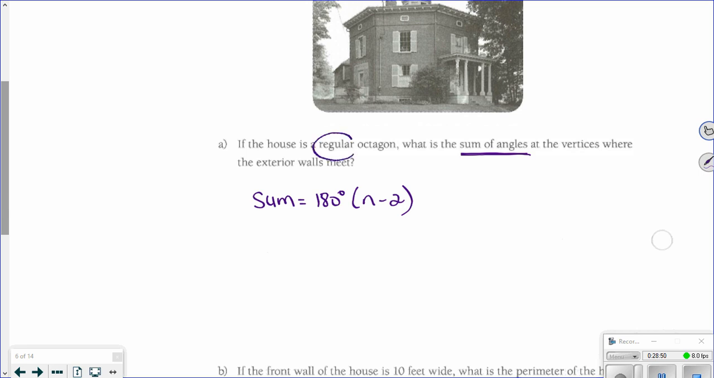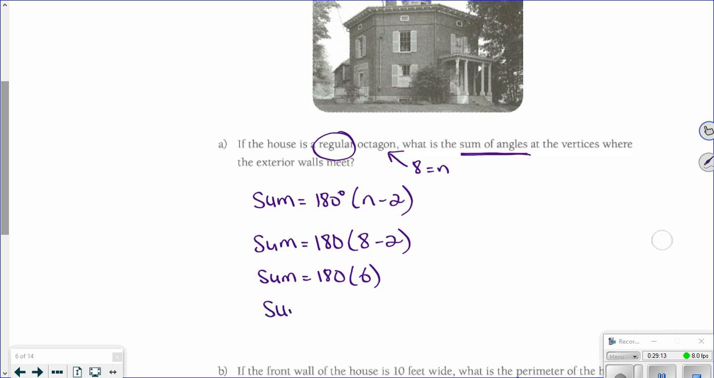This is talking about a regular octagon, which means we can use this formula. Octa means 8, so n is going to be 8. So in our formula, the sum equals 180 degrees times 8 minus 2, which means the sum equals 180 degrees times 6. And the sum is going to be 1080 degrees.